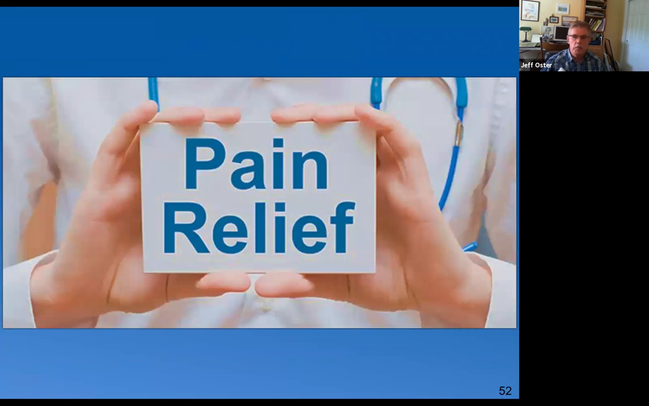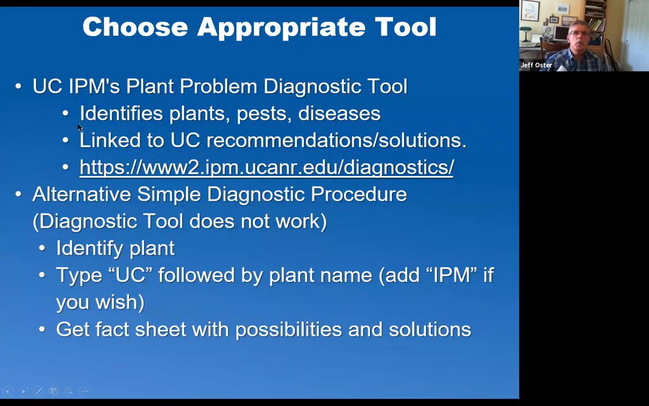So here's the pain relief part. Hopefully you're still with me and your headache will now be taken care of, at least in part. So choose the appropriate tool. UC, University of California, IPM, Integrated Pest Management, has a plant problem diagnostic tool, which identifies your plant. Remember, identifying the plant is the first thing you want to do.